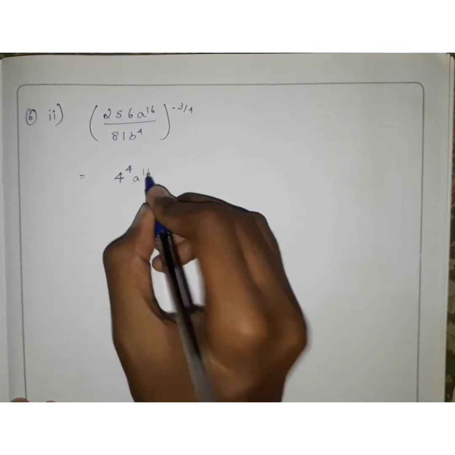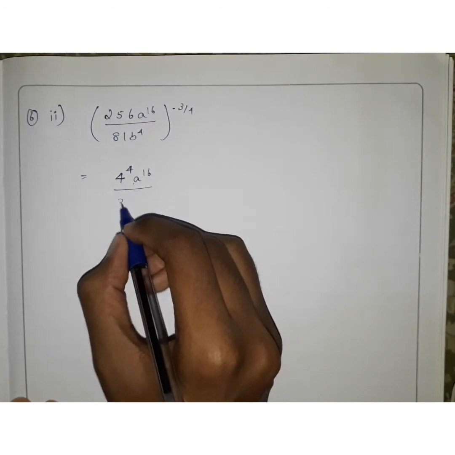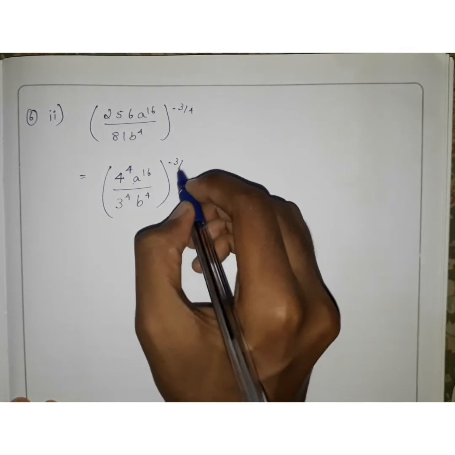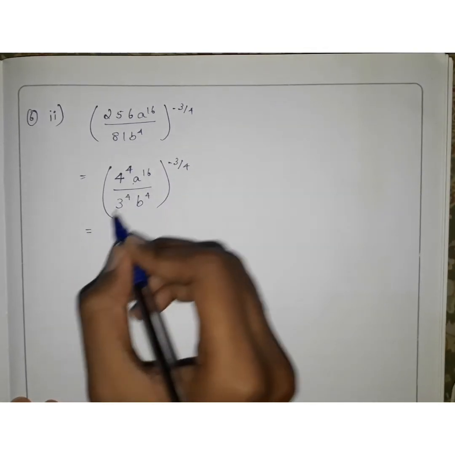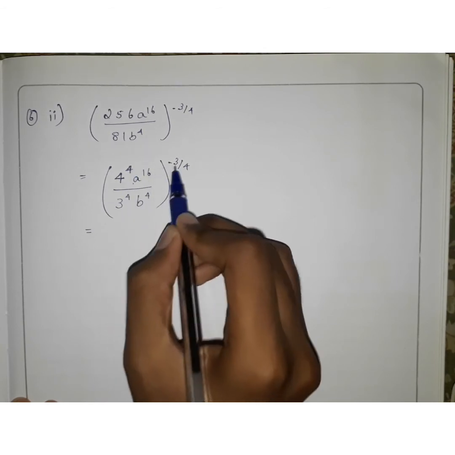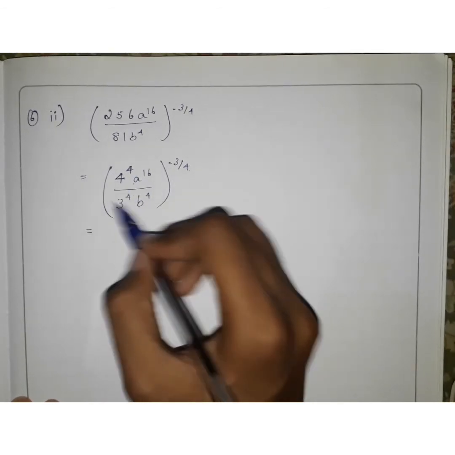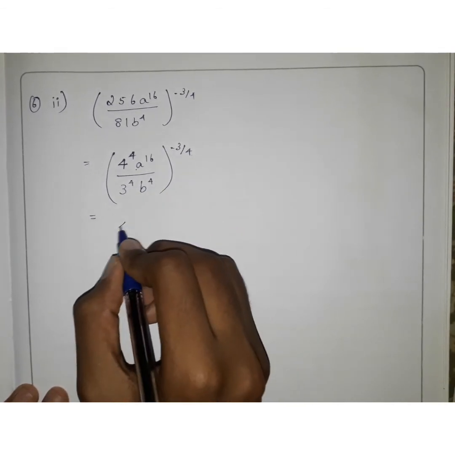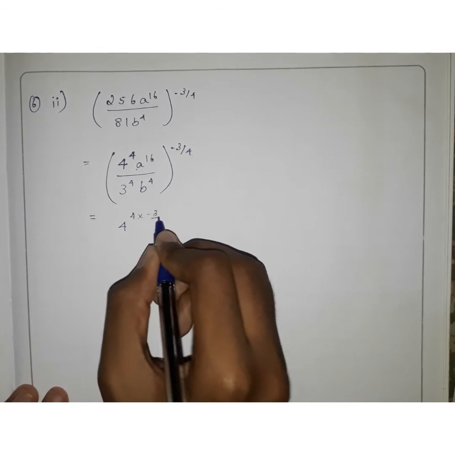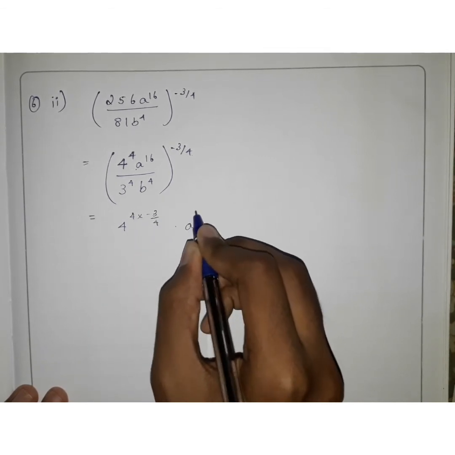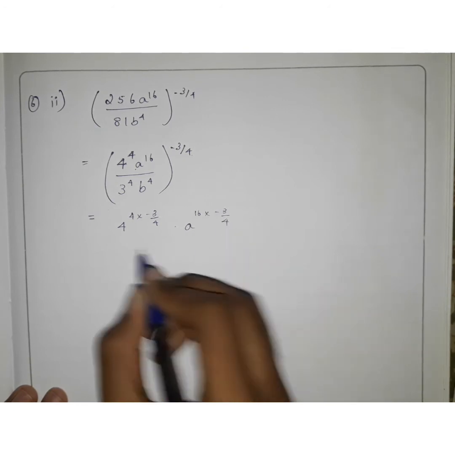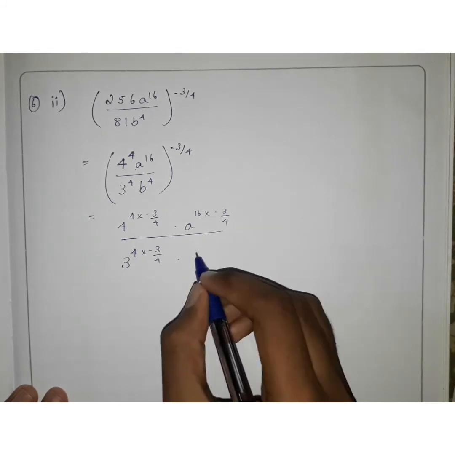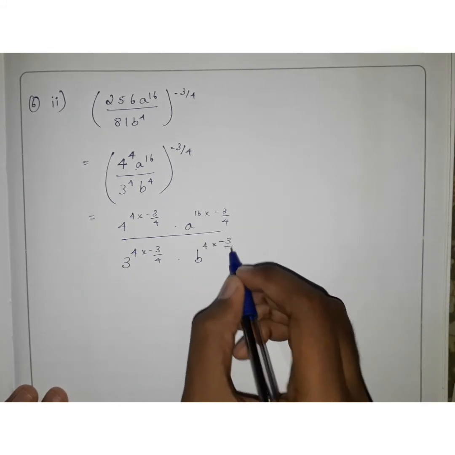Next, a to the power 16 as it is, divided by 81. I'll write it as 3 to the power 4, and b to the power 4 as it is, whole to the power minus 3 by 4. Now I am going to multiply each and every power with minus 3 by 4 because it is the whole power. So 4 to the power 4 into minus 3 by 4, into a to the power 16 into minus 3 by 4, divided by 3 to the power 4 into minus 3 by 4, into b to the power 4 into minus 3 by 4.